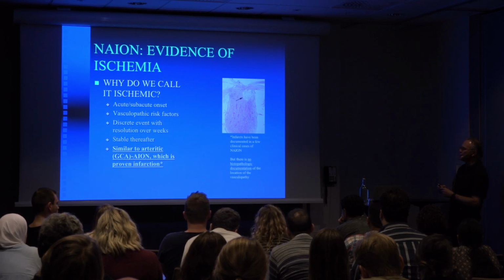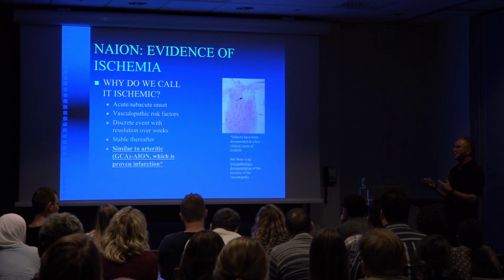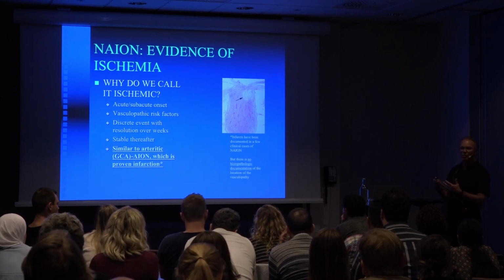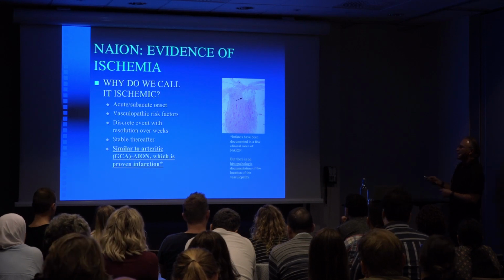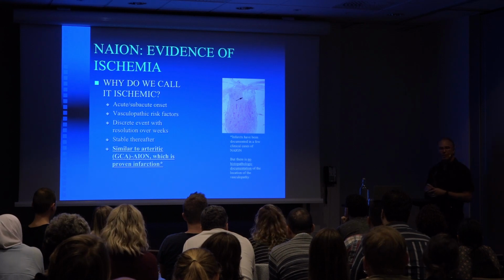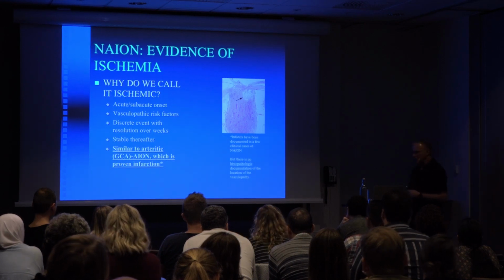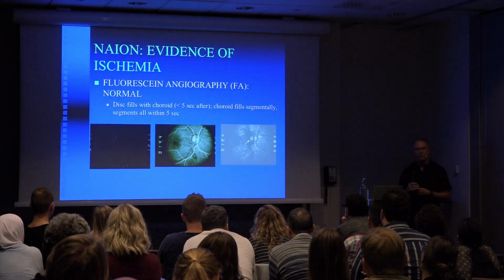There are some series looking at the infarcts histopathologically in microscopic diagnosis of ischemia, but without the correlating clinical scenario with it. But there's no histopathologic documentation of the location of the vasculopathy in non-arteritic ischemic optic neuropathy. So we're calling it an ischemic disease, but what evidence do we have?